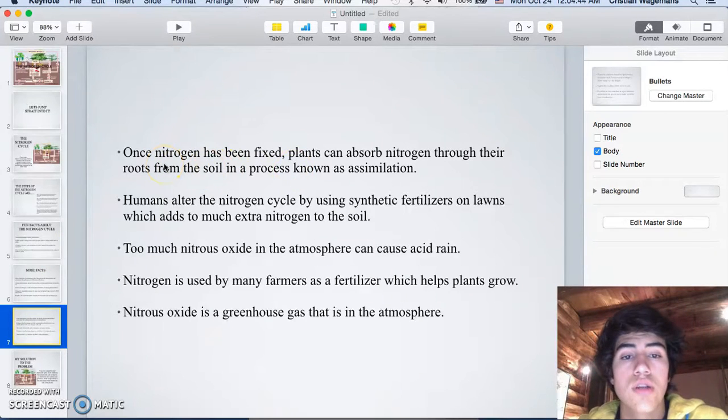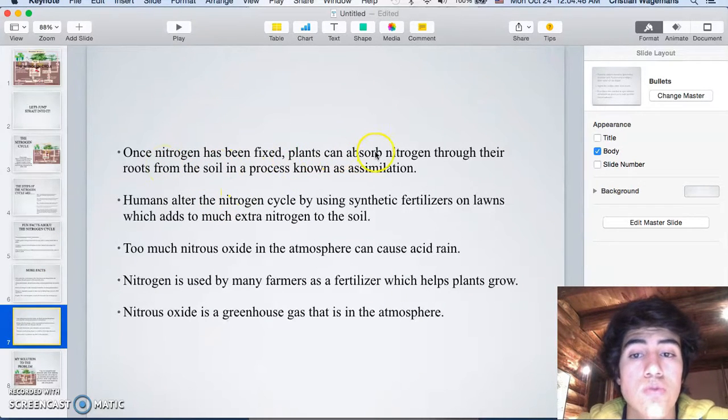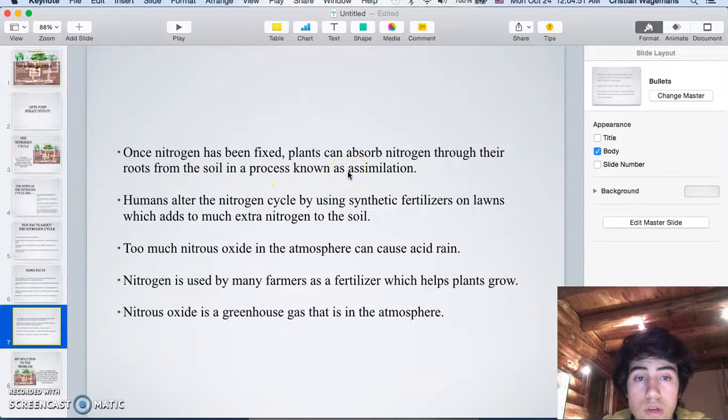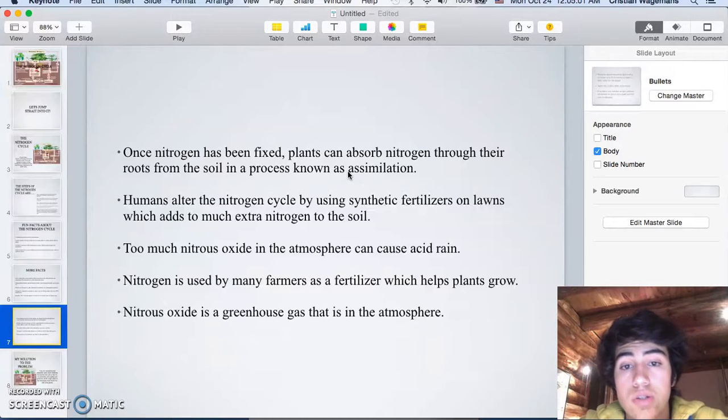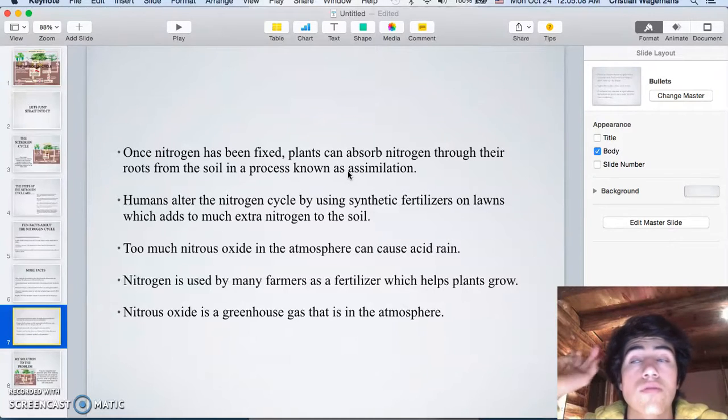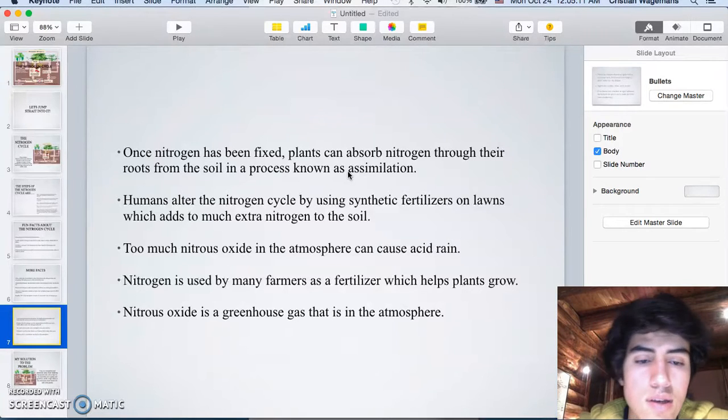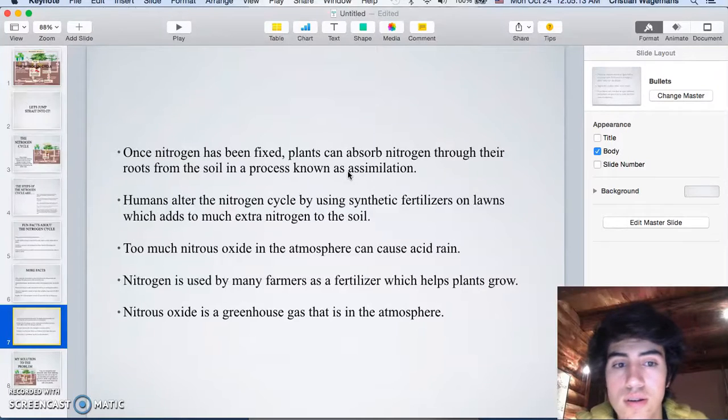Okay, once nitrogen has been fixed, plants can absorb nitrogen through their roots from the soil, a process known as assimilation. We humans alter the nitrogen cycle by using synthetic fertilizers on lawns, which adds much extra nitrogen to the soil. Too much nitrous oxide in the atmosphere can cause acid rain, which is not good for us humans or plants either. Nitrous oxide is a greenhouse gas that is in the atmosphere.